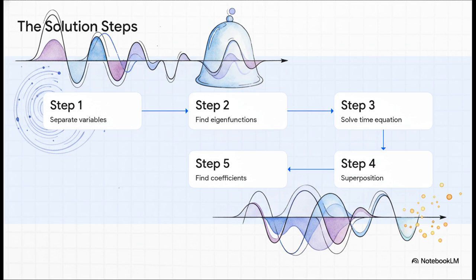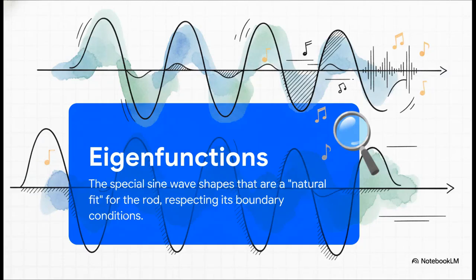And finally, step 5, we use our starting temperature to figure out the exact volume for each wave in our final mix. So that second step mentioned this kind of scary-sounding word, eigenfunctions. But trust me, the concept is beautiful. All it means is that for a rod of a certain length, with its ends held at 0, only certain sine waves are a natural fit. They're the only shapes that work.